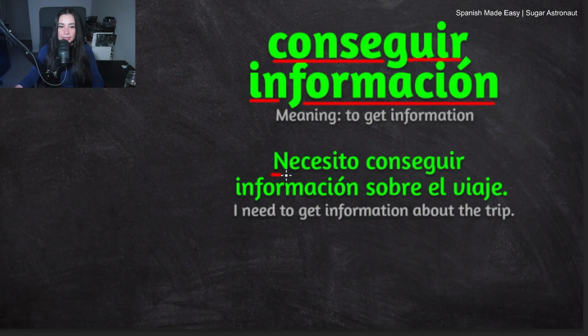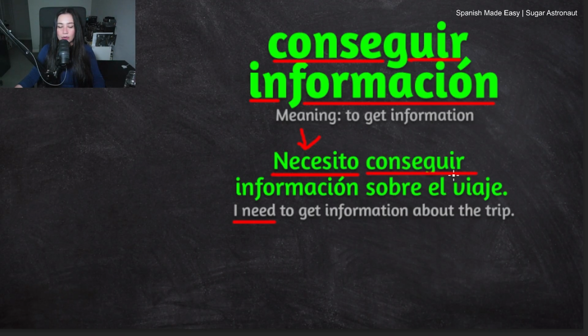Necesito comes from the verb necesitar, which means to need. Necesito is the verb conjugated, and it's in present tense for the personal pronoun yo. Yo necesito. Yo means I. We don't need to have yo in the sentence, but we need necesito. Necesito means I need.